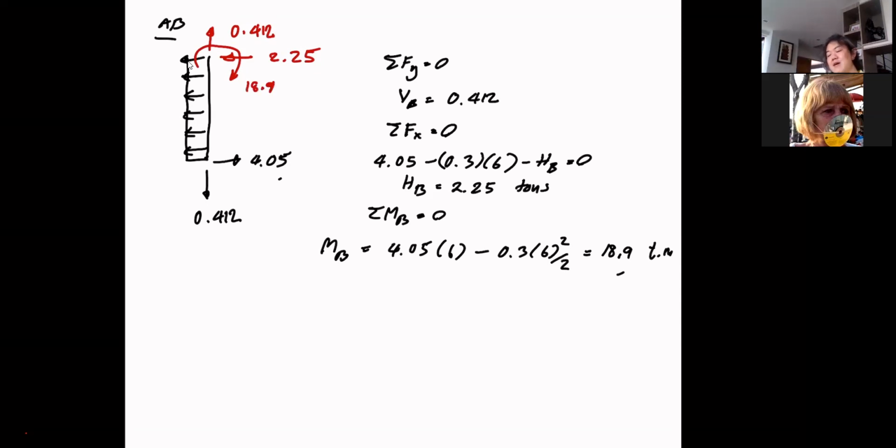Okay, now the fun will begin with the free body diagram of member BC, I'm sorry. So we have BC here. You already have this load. Watch the direction, okay?